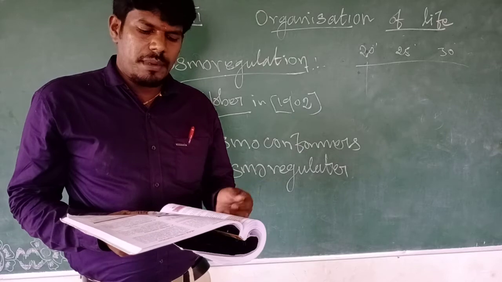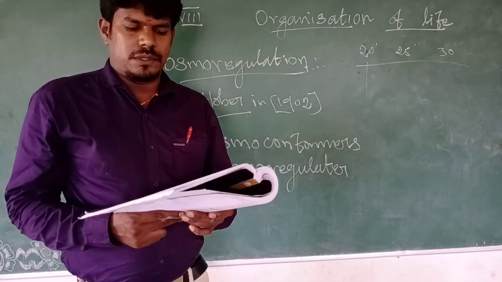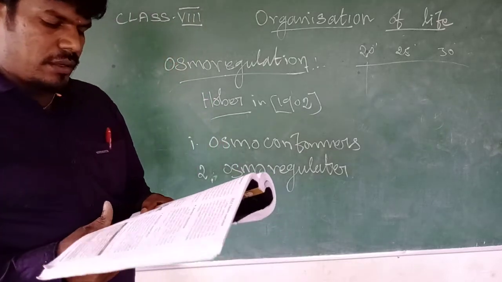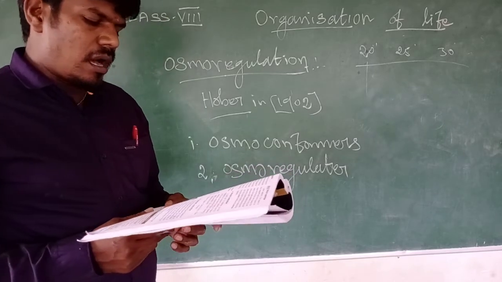Which organisms can we say? Fish and other marine organisms. And the second one, osmoregulator. This organism maintains its internal osmoregulation.